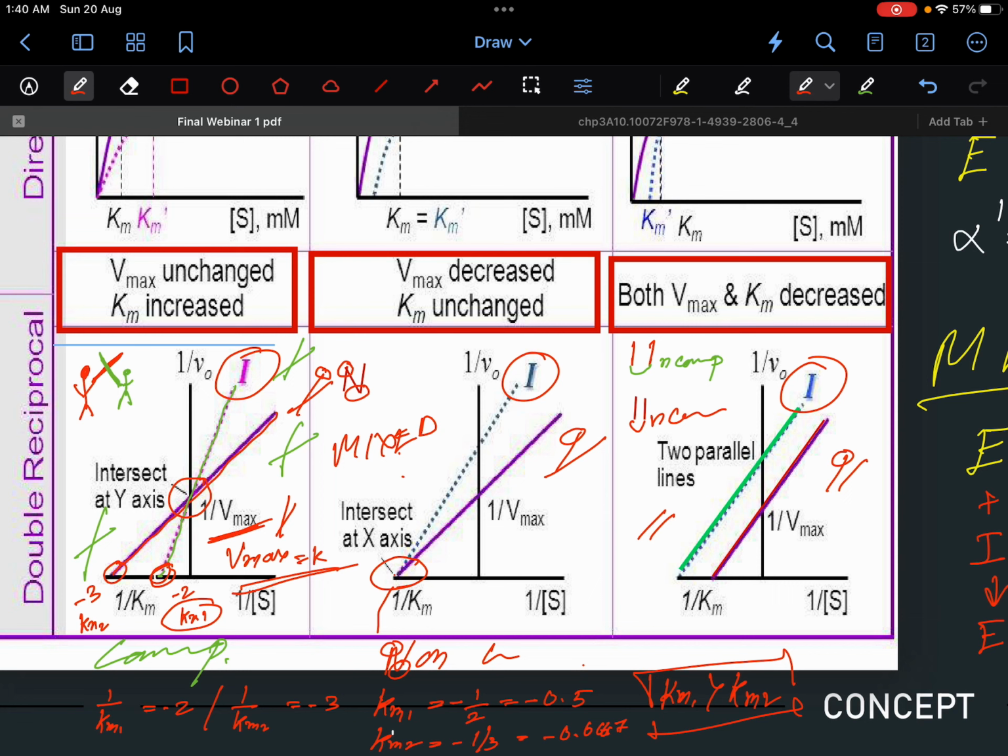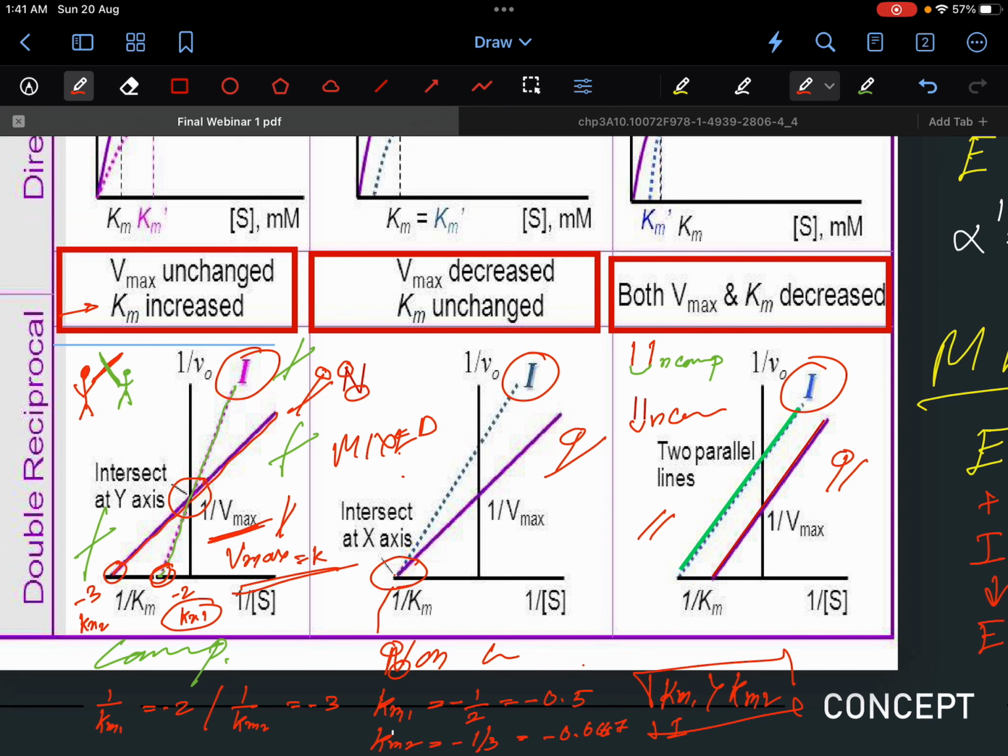Now we can see that Km1 is greater than Km2, so Km is increasing when inhibitor is given, right? So this is how you don't have to memorize anything. You just close your eyes and remember for competitive those two lines are intersecting at 1 by Vmax. Vmax is not changing and Km is changing, and it is coming towards 0, so it is increasing. Okay.